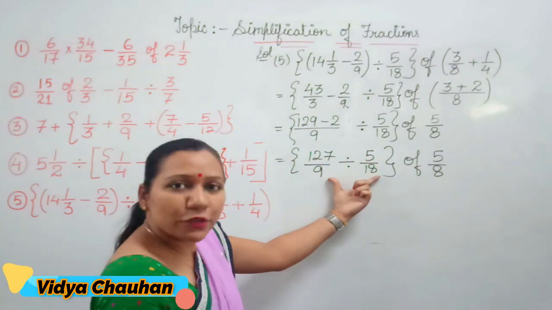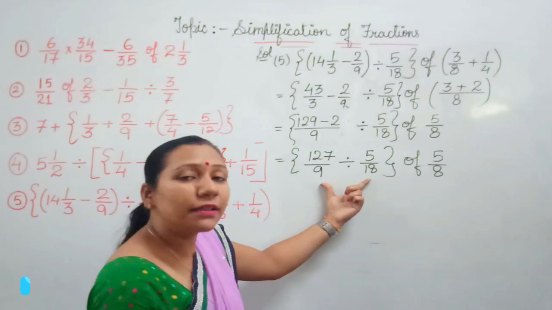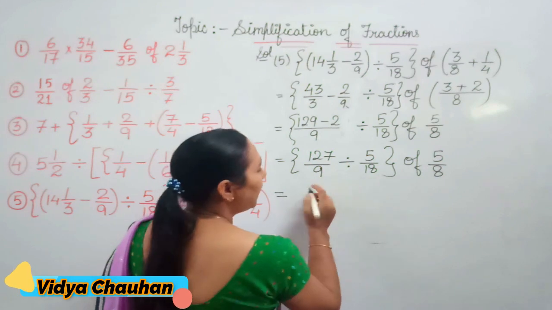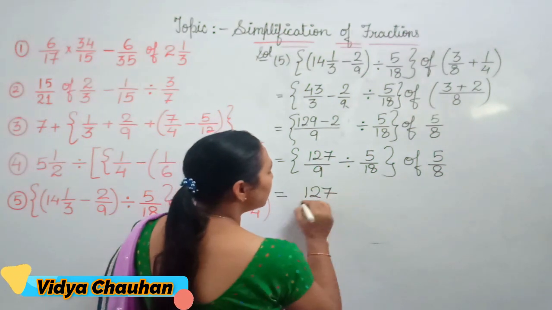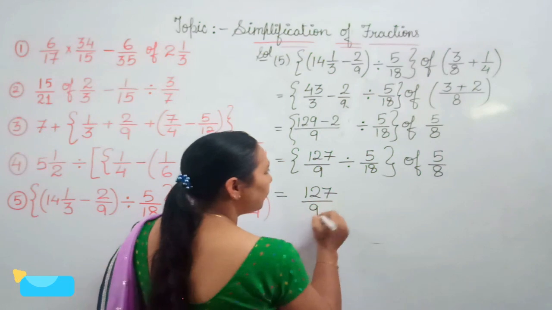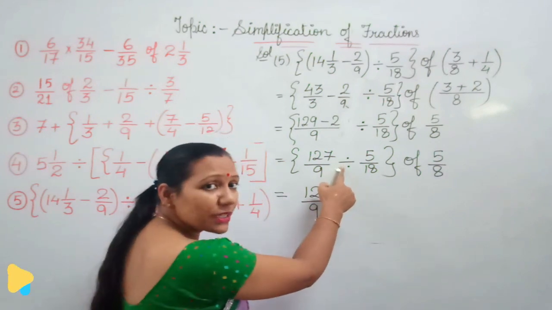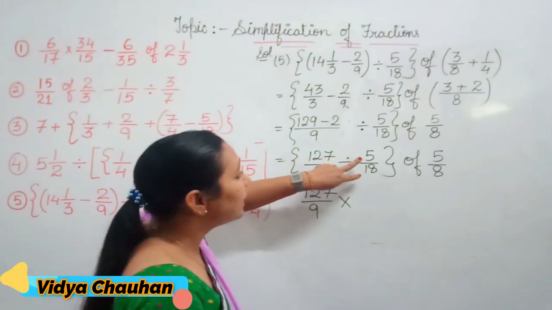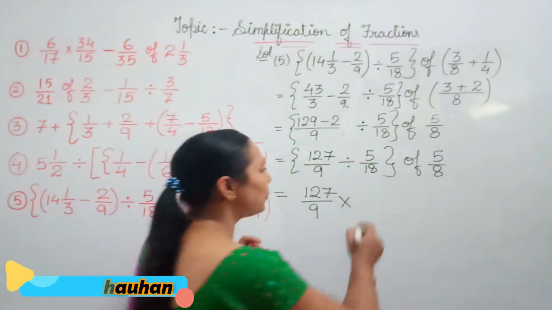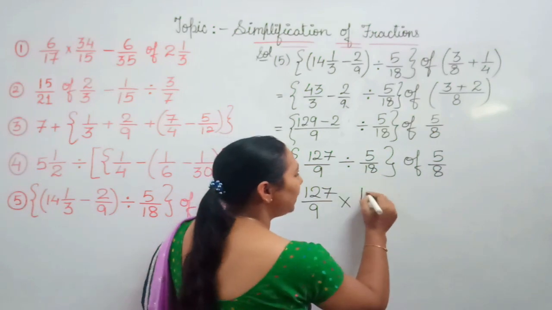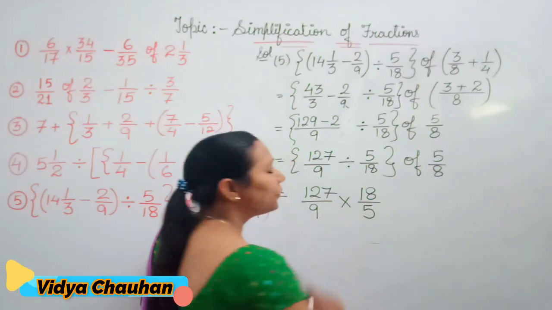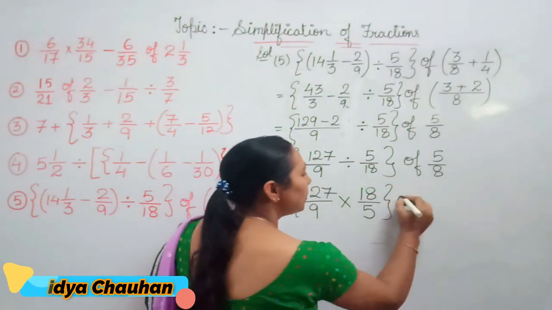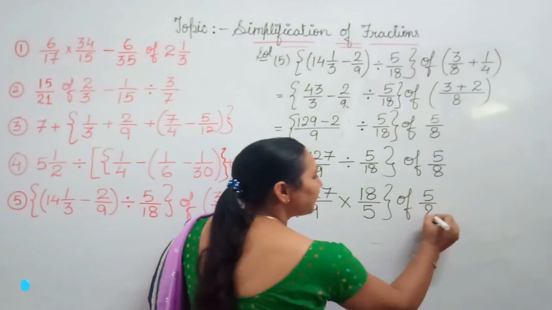Now we have solved the small bracket, it's time to solve the curly bracket. So solving the curly bracket here, we have to apply the operation of division. So it is 127 upon 9. The division in fractions has the rule that the divide sign will get converted into multiply and the second fraction will get reciprocated. So in that case 5 upon 18 will become 18 upon 5. Clear? I will still keep it in curly bracket because it is not solved completely.